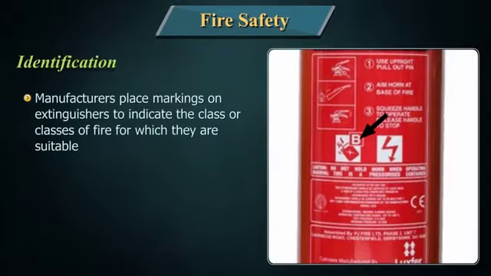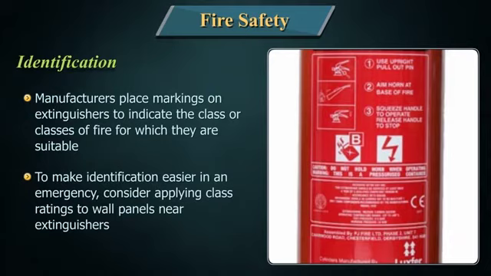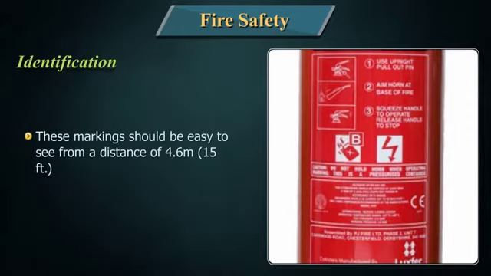Identification: manufacturers place markings on extinguishers to indicate the class or classes of fire for which they are suitable. To make identification easier in an emergency, consider applying class ratings to wall panels near extinguishers. These markings should be easy to see from a distance of 4.6 meters, that is 15 feet.